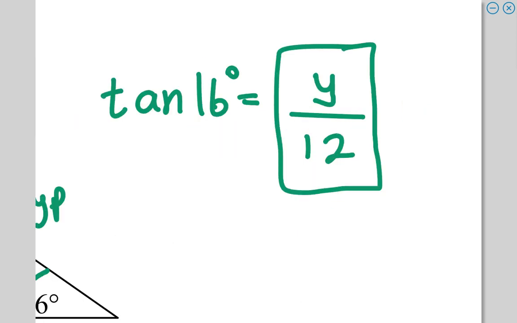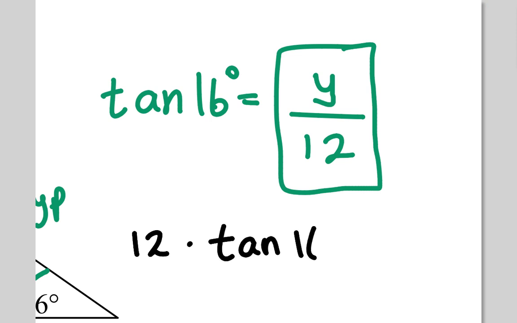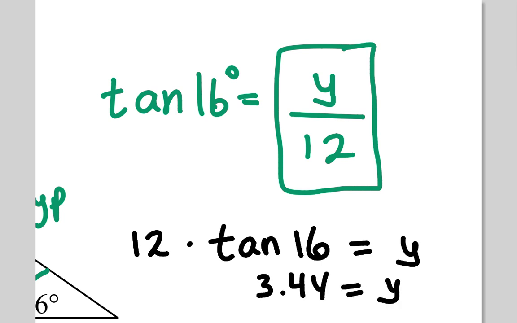Okay, let's try this one. 12 multiplied by tangent 16 is equal to y. Okay. Tan 16 times 12. 3.44. If you don't have 3.44, put your hand up, I'll come see you. If you can't get 3.44 to show up. Everyone can find that 3.44? Okay, that's solving for sides. Okay?